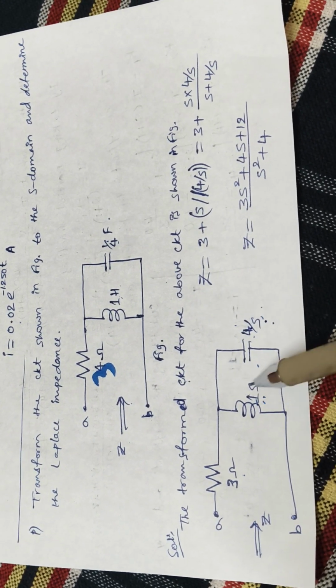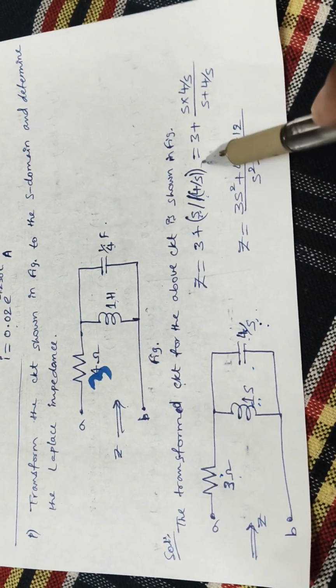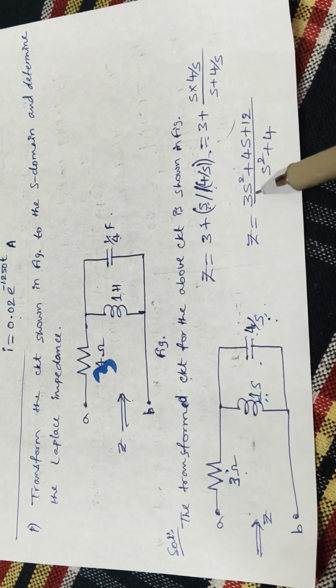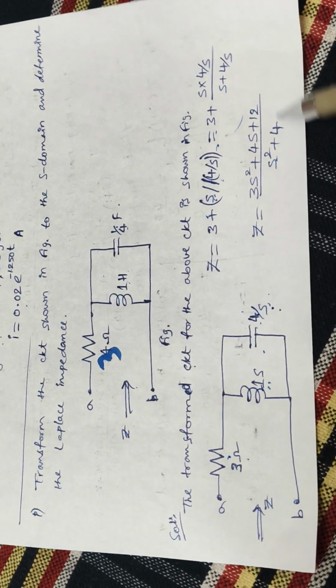These two are connected in parallel, that is in series with the 3 ohms. 3 plus s is parallel with 4 by s. If you simplify this, you'll get the equivalent impedance as Z is equal to (3s square plus 4s plus 12) by (s square plus 4). Okay.